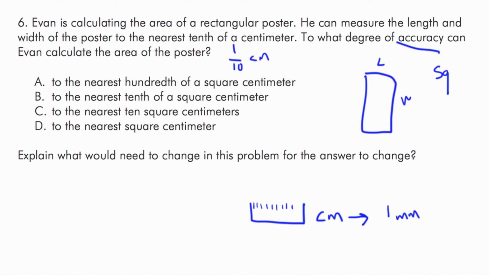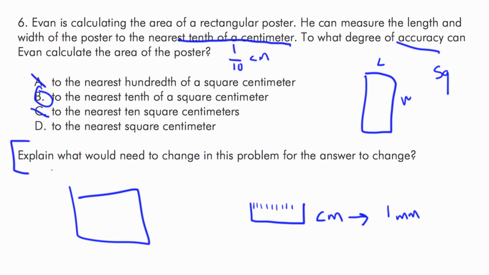Nearest 1/10 of a square centimeter, nearest 100th. Well, it wouldn't be 100th. Nearest 10 square centimeters. 10 square centimeters is actually not very accurate. So that's saying take a centimeter, multiply it by 10. That's not going to be good. Nearest square centimeter. Well, if it's nearest 1/10 of a centimeter, this would just be nearest 1/10 of a centimeter. For my answer to change, it would really mean that my description of the nearest ability of mine to measure, like nearest 1/10 of a centimeter, this section would need to change in any way to make my answer change.